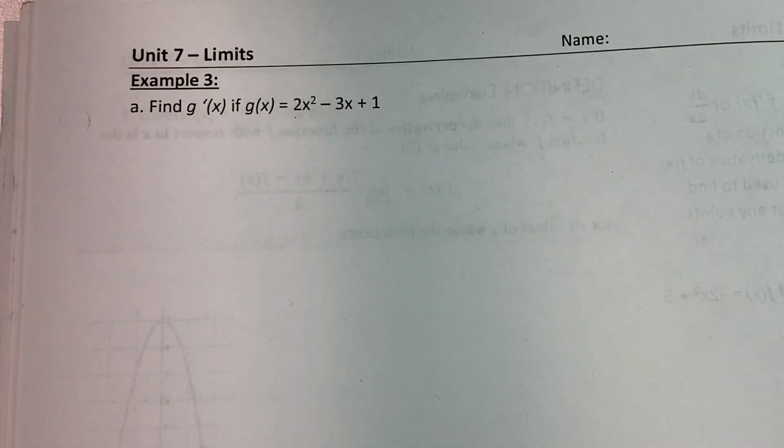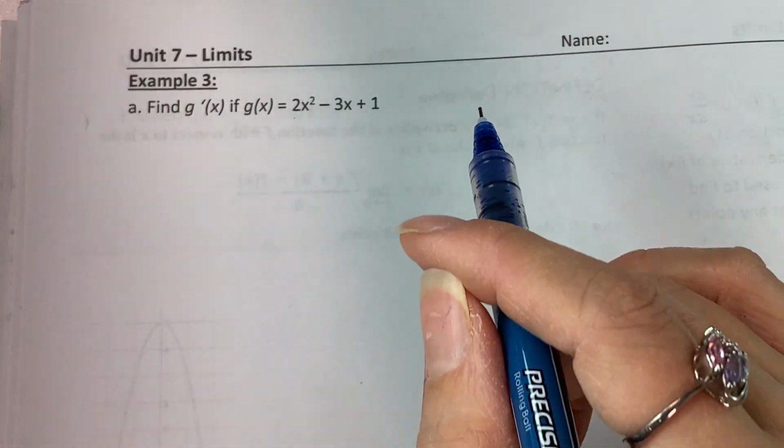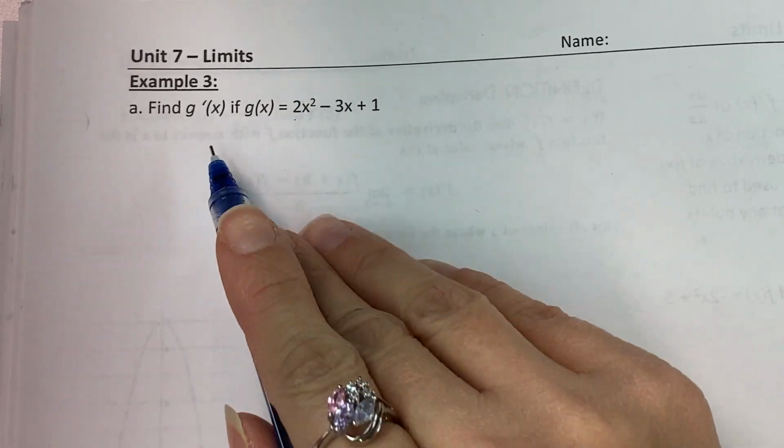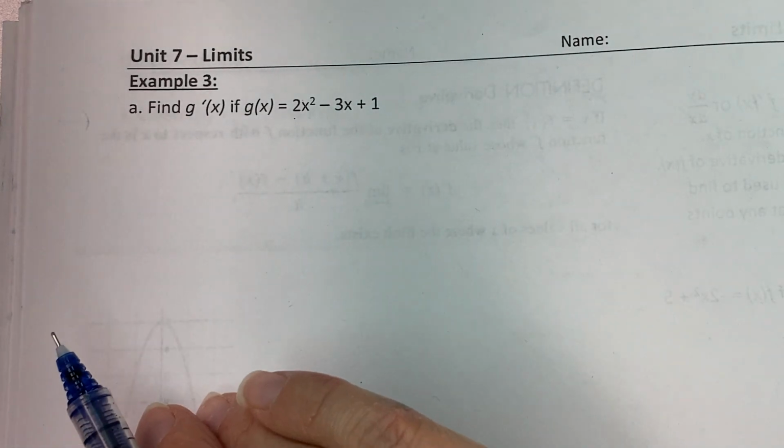Hi everyone, in this video we are on page 10 of the note packet, and on example 3 we're going to be doing kind of a catch and release on this problem. So first, notice on this one we want to find g prime of x, so an equation for the slope of the tangent line, if g of x is a quadratic, 2x squared minus 3x plus 1.